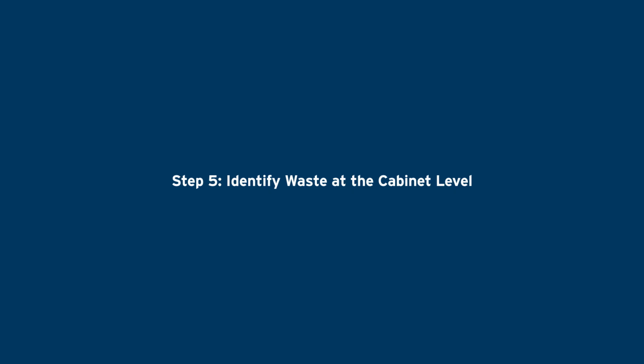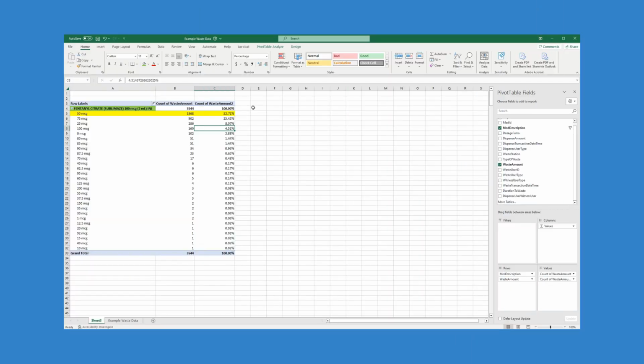Step 5. Identify waste at the cabinet level. To utilize this data and come up with an inventory implementation plan for your new products, you will want to determine where this waste is happening in your hospital. First, let's select the entire pivot table and copy it.